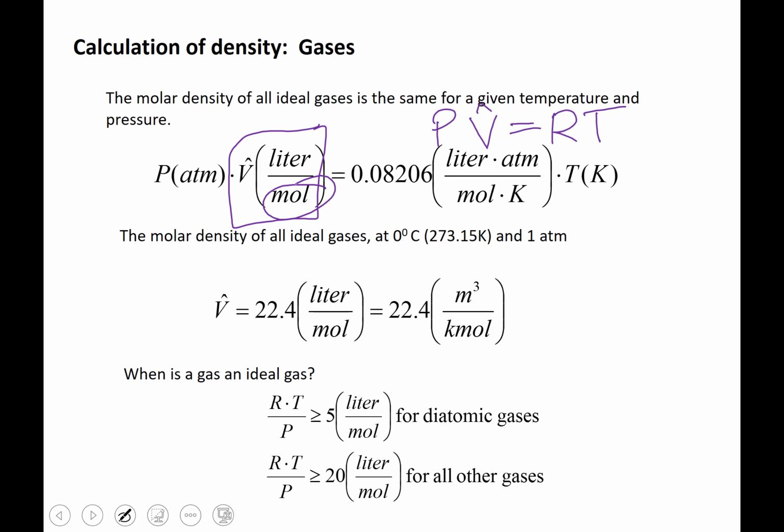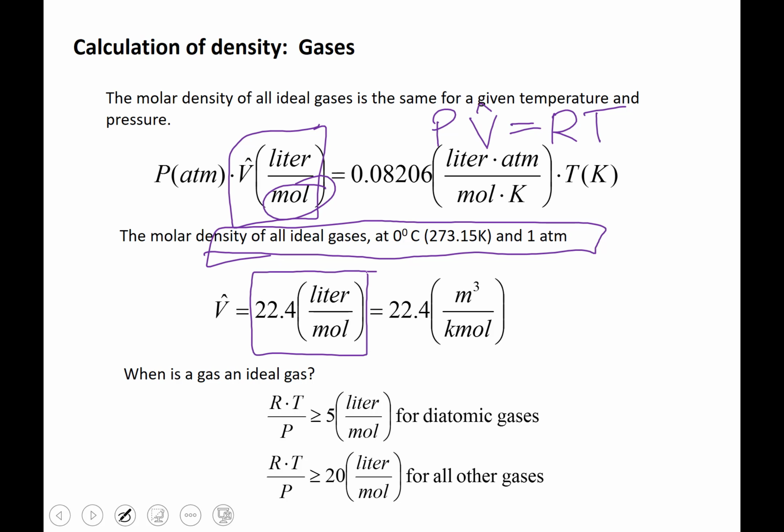So ideal gases at the same temperature and pressure have the same molar specific volume. All ideal gases that are at 0 degrees and 1 atmosphere have a specific volume of 22.4 liters per mole. And we can also change the units as we like. If we want to have it in terms of the SI units, it will be 22.4 meters cubed per kilogram mole. So this is a rule of thumb.